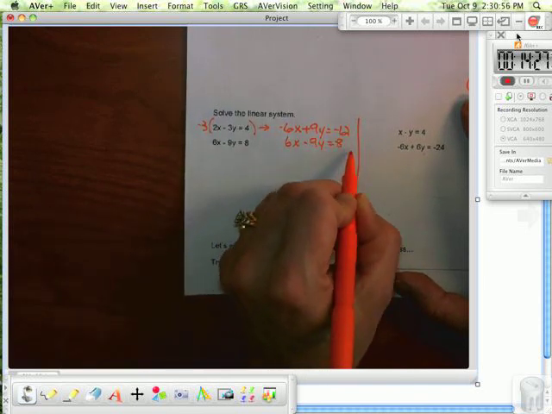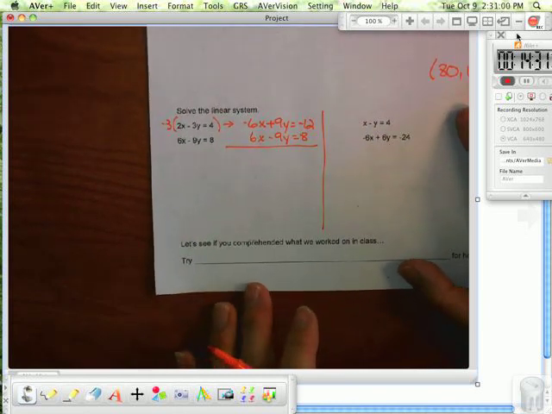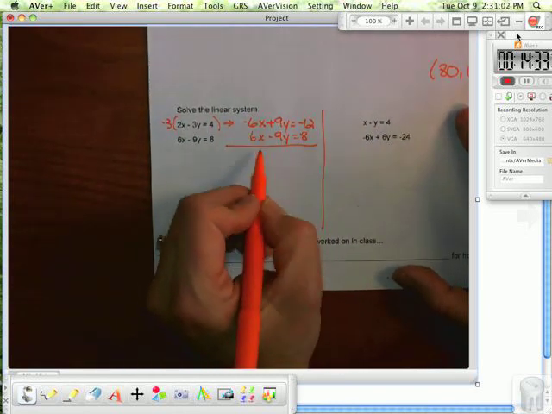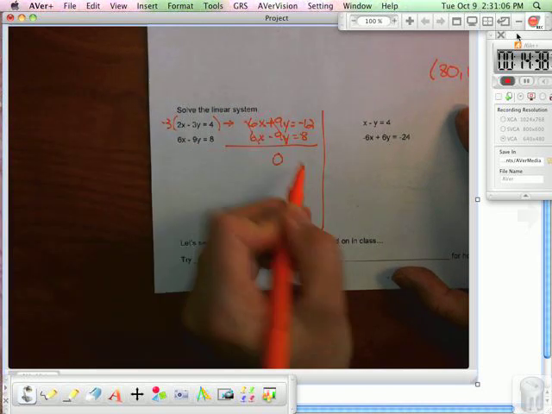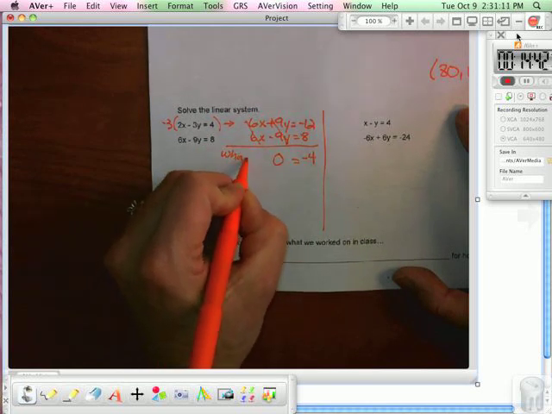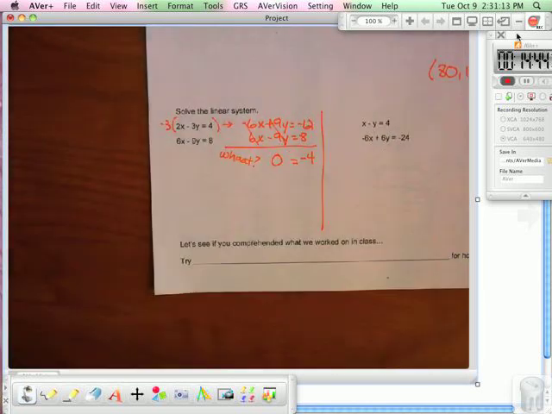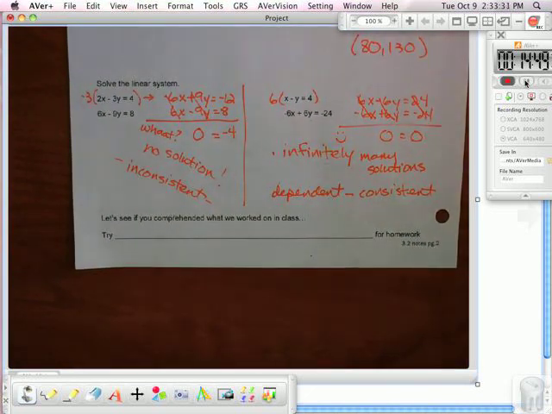Oh, got a problem. Look at this. If I add this down, I get 0. This cancels and that cancels, and it equals negative 4. And you say, what? Okay. All right. That's it, folks, right there.